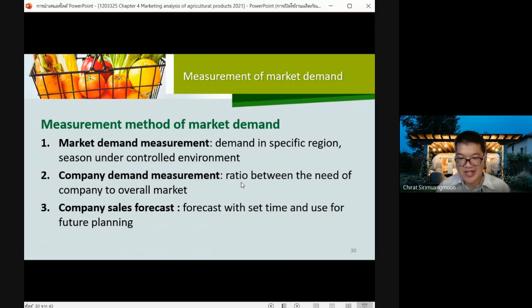Like you might set, okay, we're going to have the information of the company sales, like how many items you can sell on the market. Then you collect it with the time frame, maybe for last year, this year, and then just use it for future planning. So the first one, you focus on the specific region with the time frame. Second one, you focus on the ratio between what you need and the overall need. And the last one, you just focus on the sales record and use it for prediction.